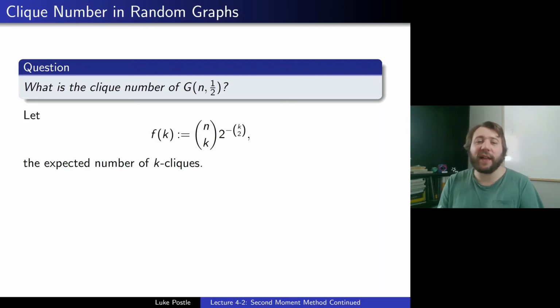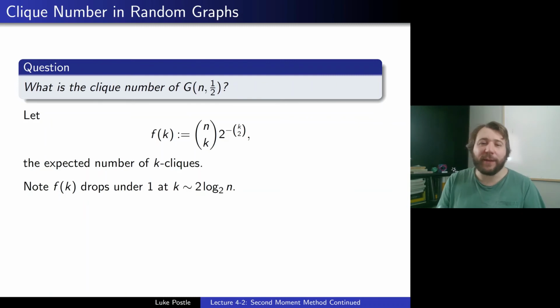Well, if you remember, the expected number of k-cliques in your G(n,1/2) is equal to n choose k times 2 to the minus k choose 2. So by linearity of expectation, there are n choose k possible k-sets, and they each have probability 2 to the minus k choose 2. So if you stare at that, you would realize that f of k drops under 1 at roughly when k is 2 log base 2 of n. What good is that? That means that when k is larger, then this f of k becomes too small. We don't expect too many k-cliques to be much larger than this.